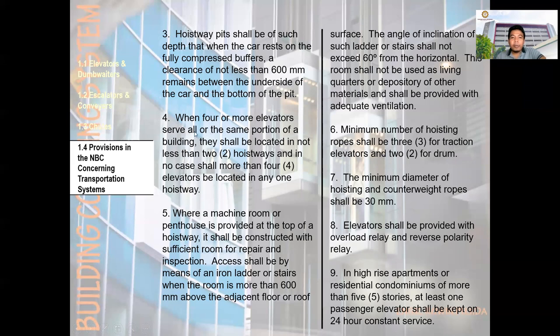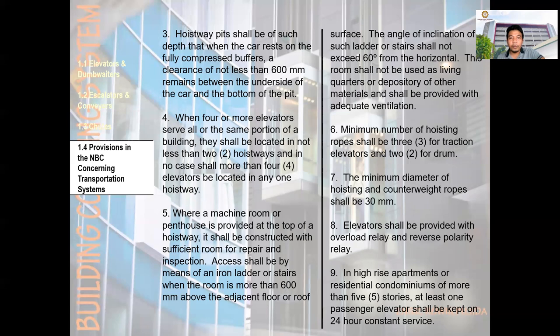Then number four, when four or more elevators serve all or the same portion of the building, they shall be located in not less than two hoistways, and in no case shall more than four elevators be located in one hoistway. So there should be at least two hoistways. Okay. So no more than four elevators should be located in one hoistway.